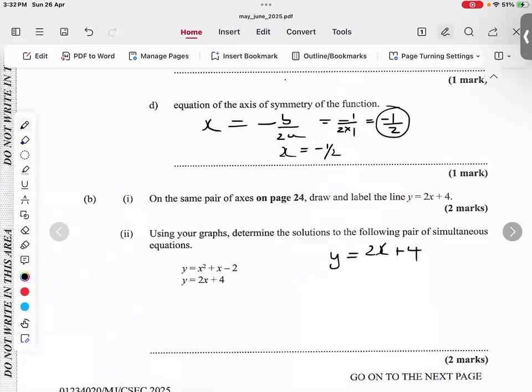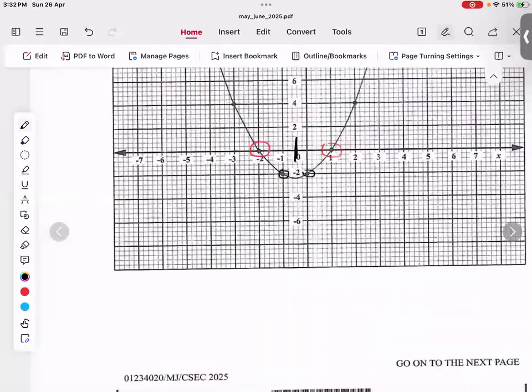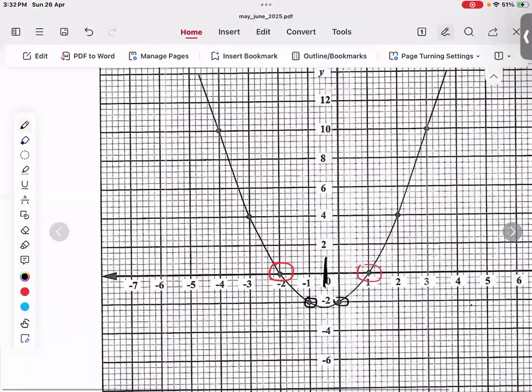Yes, Antonia, you're correct. So the correct way to say it: y is equal to 2 times 0 plus 4. y is equal to 0 plus 4. y is equal to 4. So we know that this line is crossing the y-axis at 4.